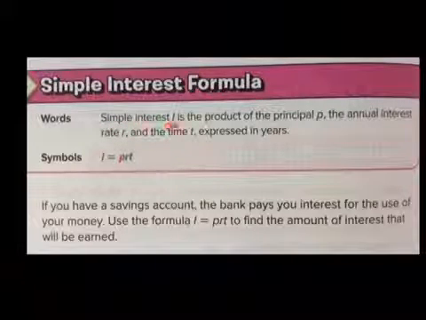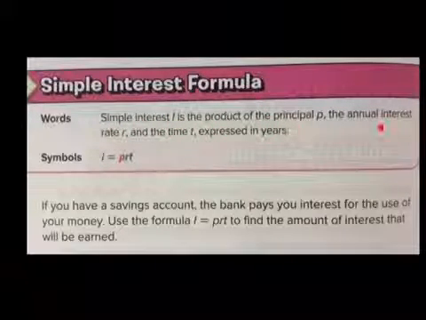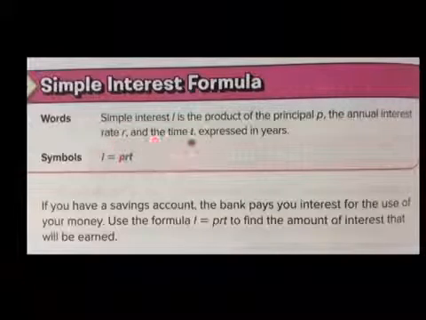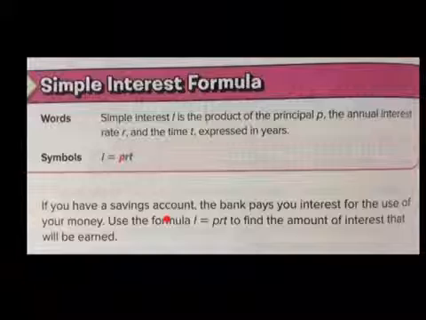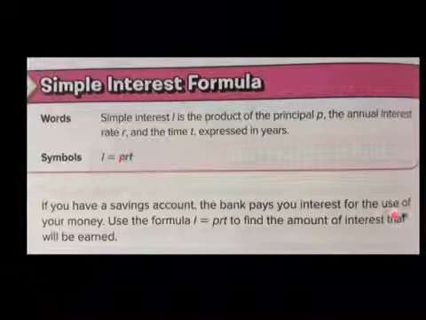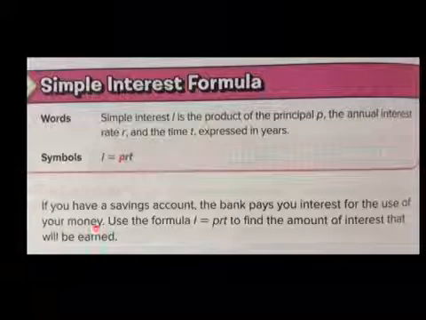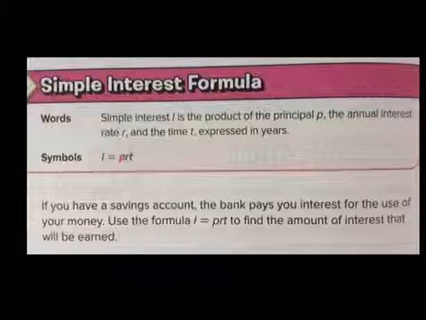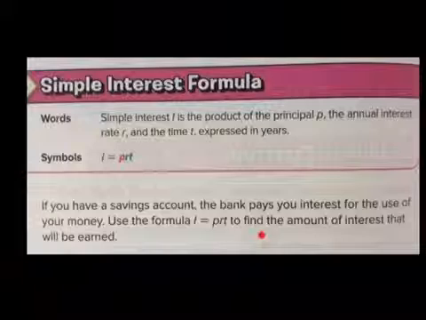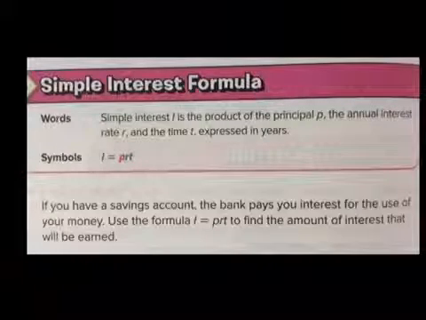Simple interest I is the product of the principal P, the annual interest rate R, and the time T expressed in years. Good, so that's our formula right there. If you have a savings account, the bank pays you interest for the use of your money. Because you're leaving your money there, they want you to leave it there, so they're going to give you some interest. Use the formula I equals PRT to find the amount of interest that will be earned.